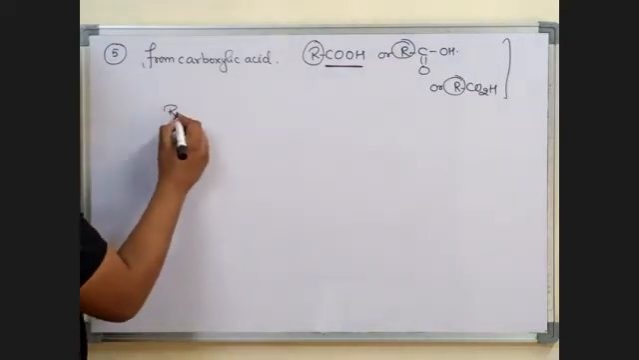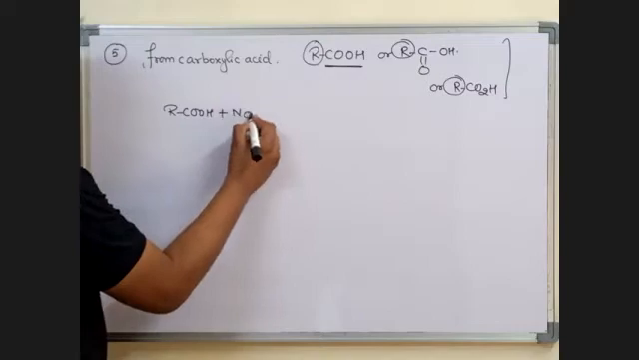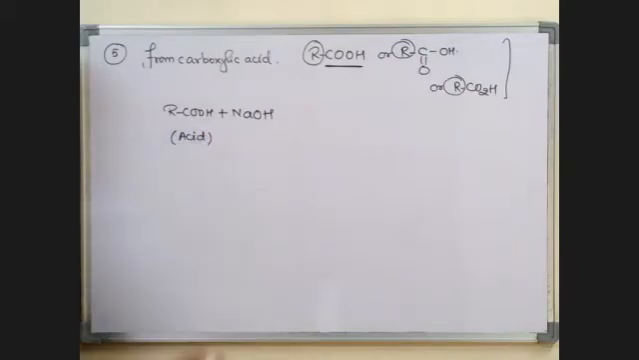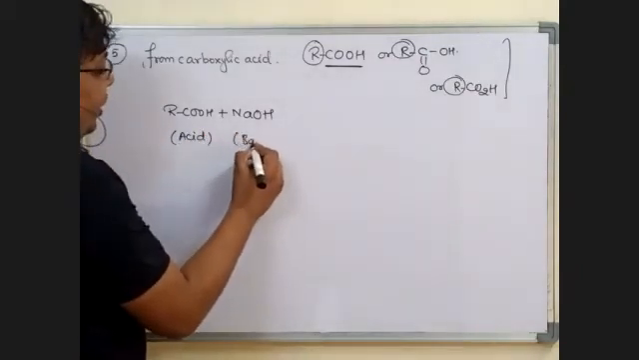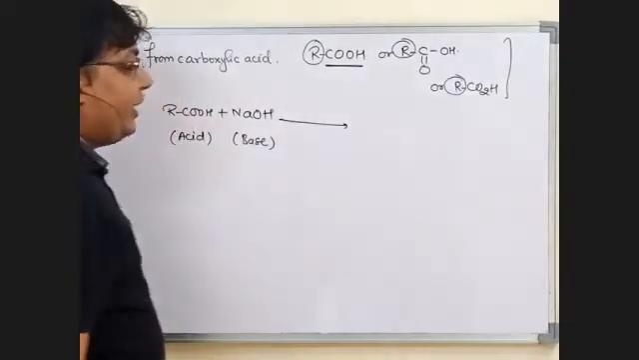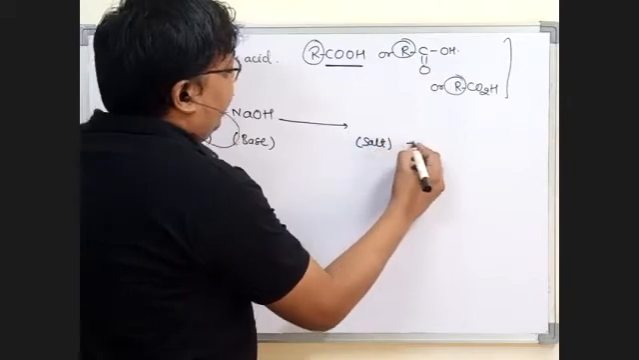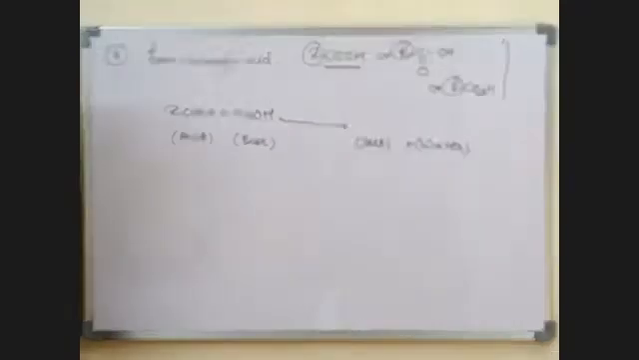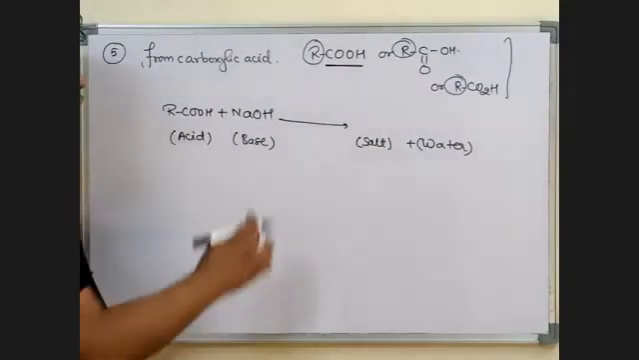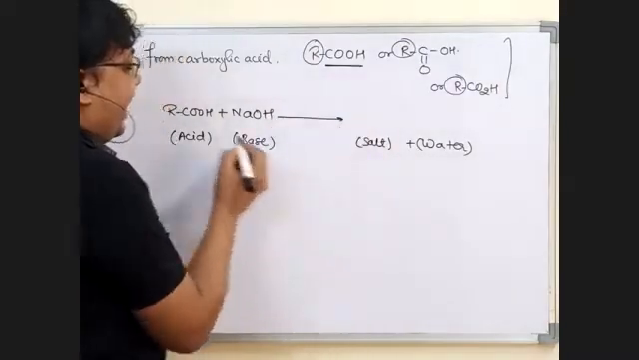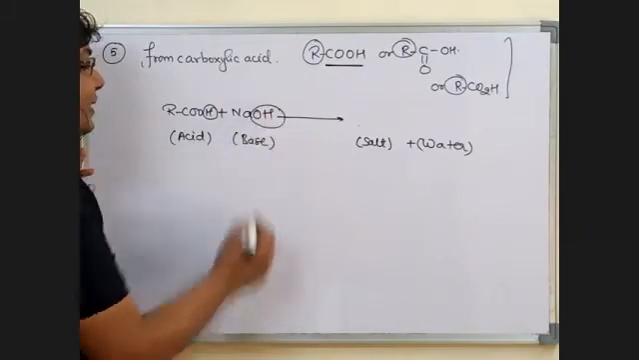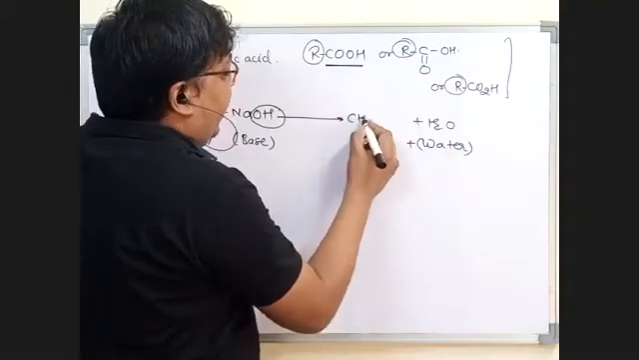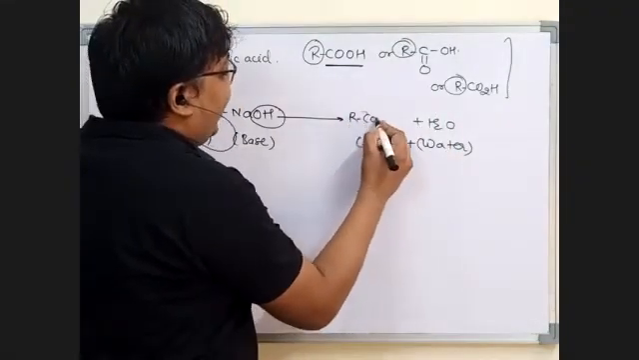Whenever you take any carboxylic acid, you react it with a strong base like NaOH. Students, we know that RCOOH is the acid, NaOH is a base. Whenever an acid and base neutralize, you will get salt plus H2O. In 9th standard, 10th standard, this reaction is given. Any acid and base react to each other, they form salt plus water. The acid releases H plus ion, the base releases OH minus ion. H and OH combine to form H2O, and now you have a salt of carboxylic acid.